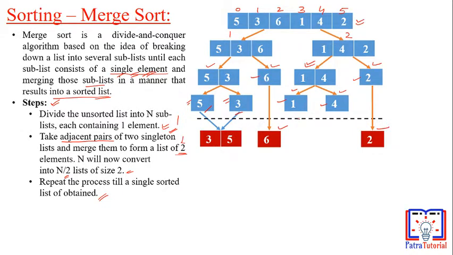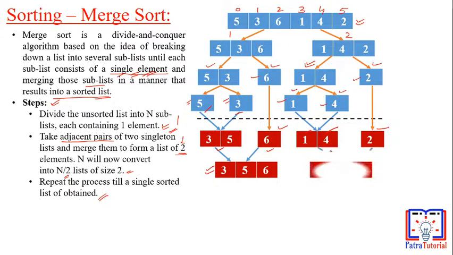Now let me merge these two arrays, 1 and 4. So after merging, 1 will be here only and 4 will be here only, right? This is okay. Now this one is a single sublist and this is another sublist. Okay, so let me merge these two sublists. So 3, 5 and 6. See, the resultant array is also in sorted order. Now let me merge this one and this one. So 1, 2 and 4. See, 1 is here only, 2 is coming here and 4 is going there.